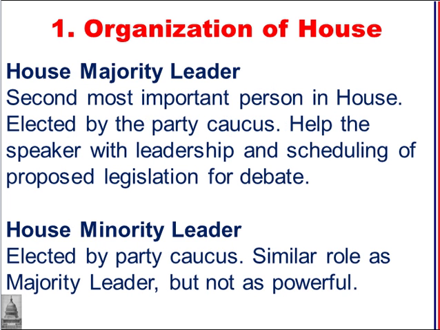The House Majority Leader is the second most important person in the House. They are elected just by members of their own party, just by their party caucus. They help the Speaker schedule proposed legislation for debate.